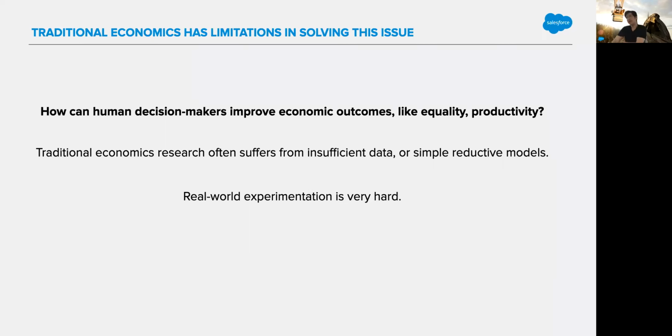Now, if we ask ourselves how we can improve this, then this is actually really hard. Because if you look at traditional economics research, it often has a lack of data, or the models they use are way too simple. And in particular, it's really hard to experiment with economic policies in real life. You can't run two parallel versions of the US and see what happens in one versus the other.